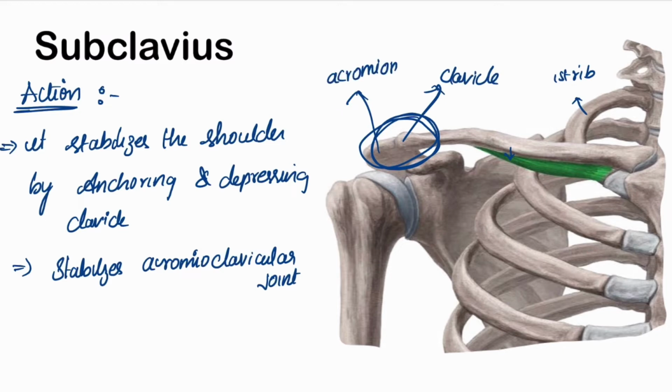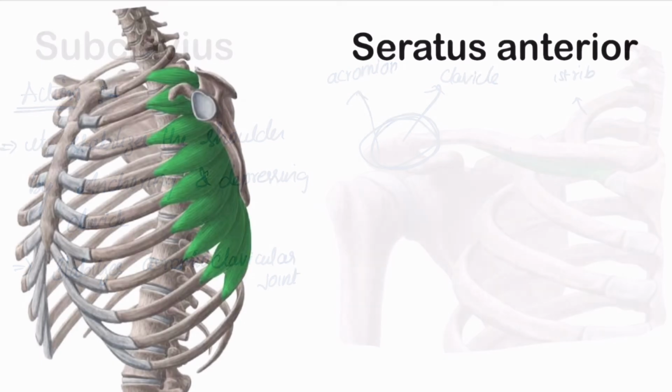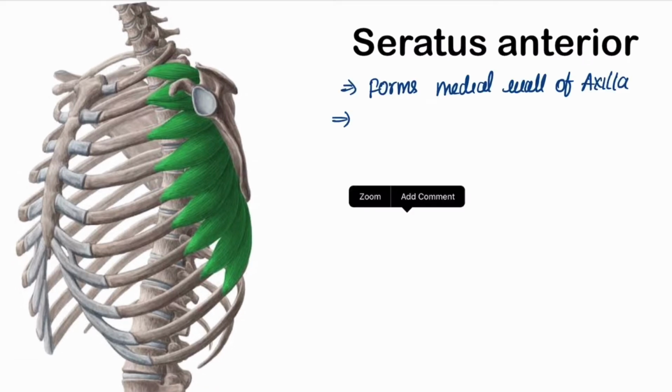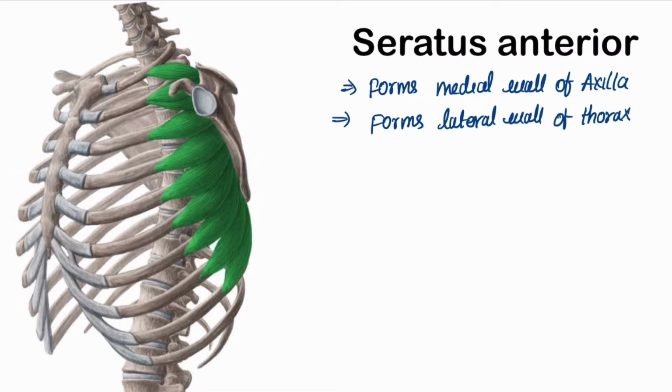Now let us look at the serratus anterior. This is the serratus anterior muscle. This serratus anterior muscle forms the medial wall of the axilla, and it also forms the lateral wall of the thorax.